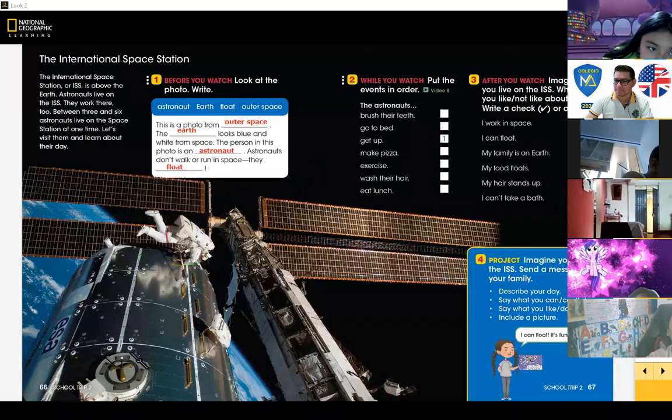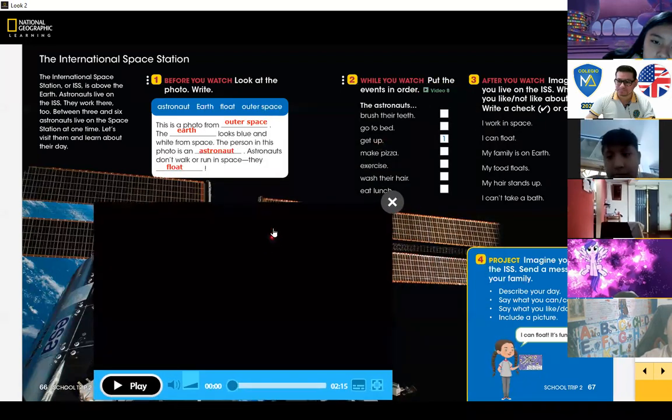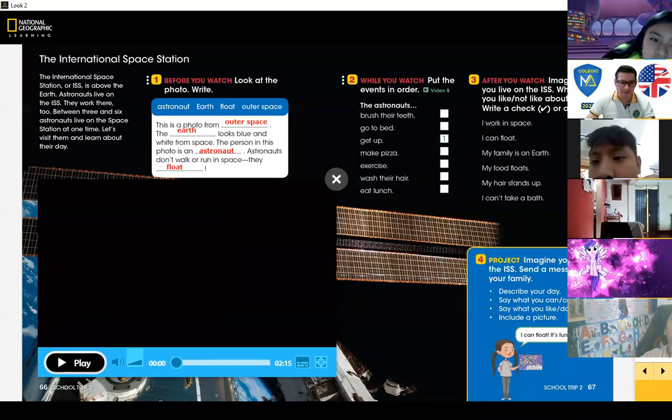Now, activity 2. Here it says, while you watch, put events in order. The astronauts. Okay, in order, what do the astronauts do? For example, number 1, they get up. What do they do after that? Brush their teeth, go to bed, make pizza, exercise, wash their hands, eat lunch. What do you think? I'm gonna play this now. Pay attention. Pay attention.